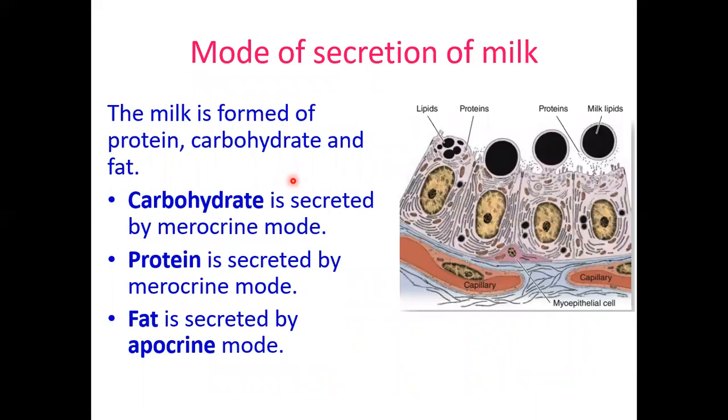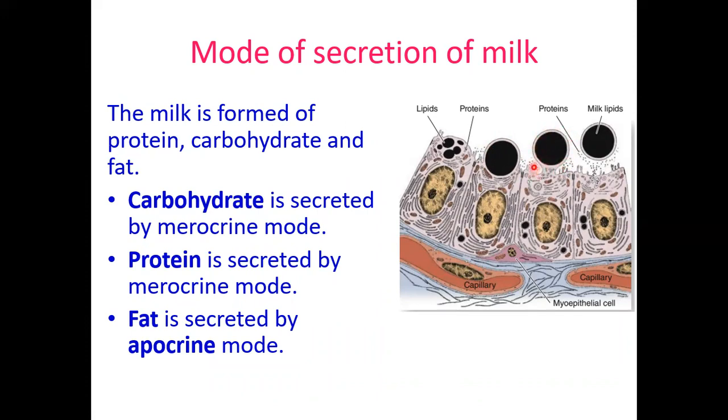Let's say a few words about the mode of milk secretion. Look at this. Here you will find the milk formation. Milk formation, we have lipid, protein, and carbohydrate. But how is the milk secreted? You will find the lipid accumulated with bulging cell membrane, and this bulging cell membrane extensively encloses the whole lipid.